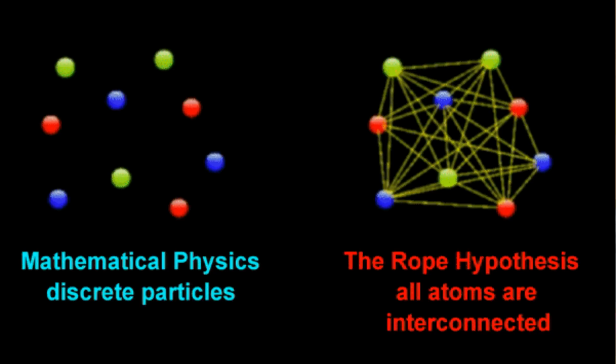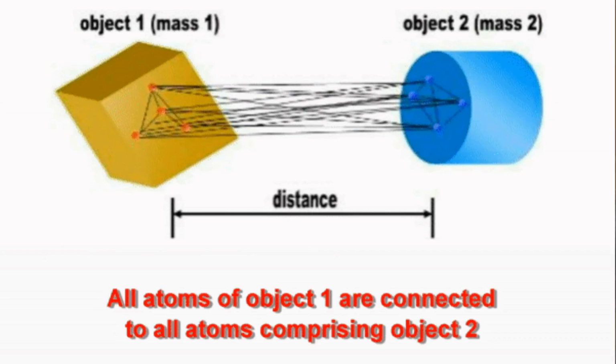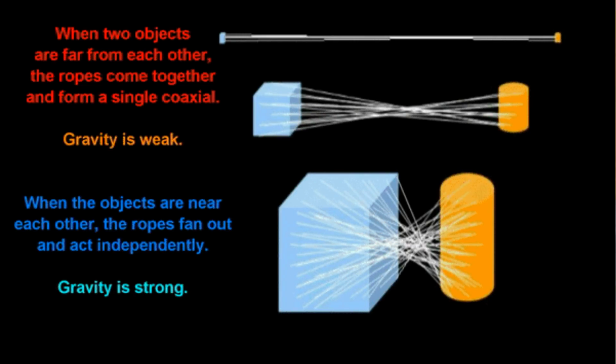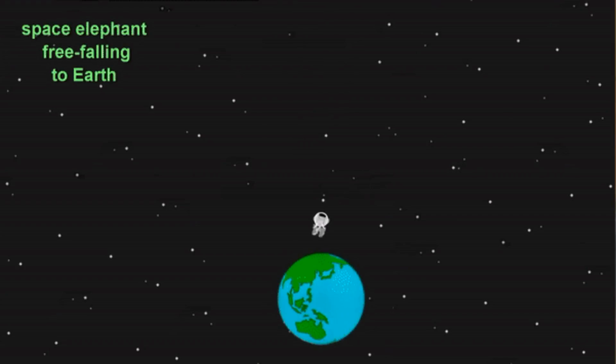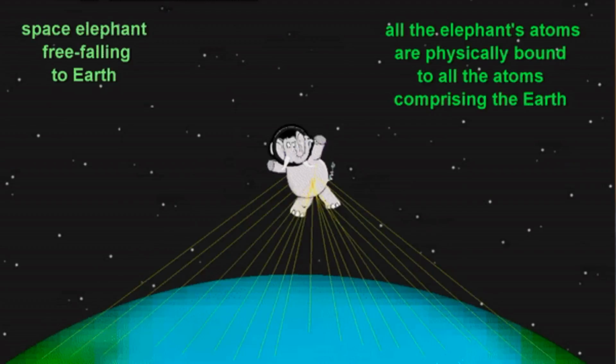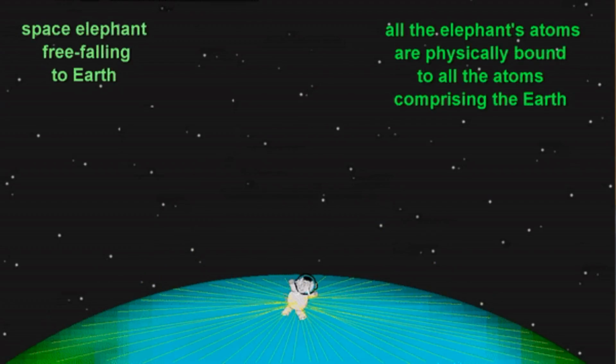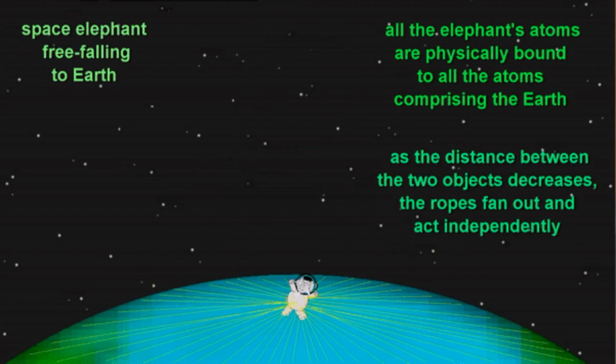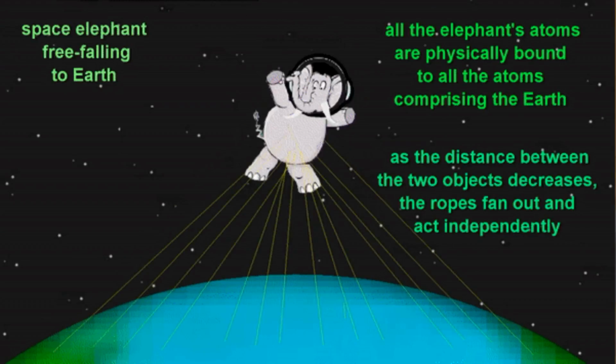And here you have interconnected ropes versus discrete particles. All the atoms are interconnected from one object to another. As one object approaches another, the ropes fan out. Okay, that's the mechanism. And so when the elephant falls to earth, you can see that more and more ropes fan out and tug or act independently.